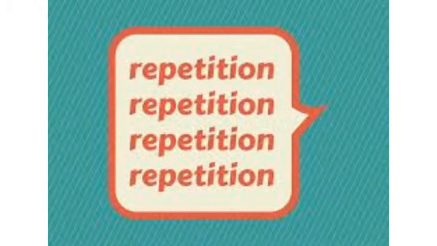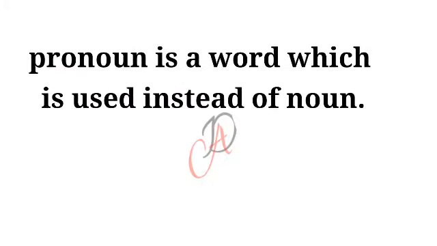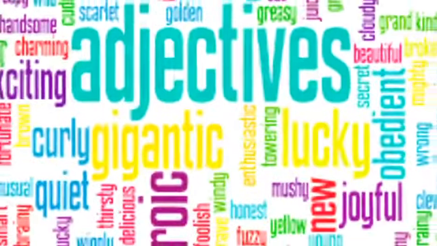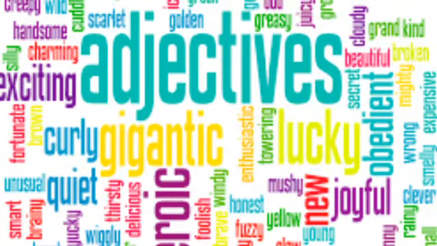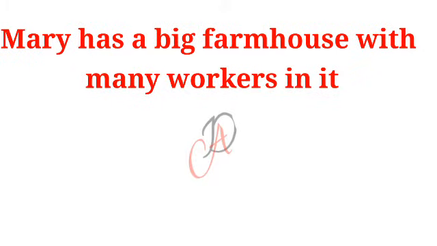In simple terms, pronoun is a word which is used instead of noun. Okay, the next part of speech is an adjective. An adjective is a word that gives us information about a noun or a pronoun. Have a look at this sentence. Mary has a big farmhouse with many workers in it.